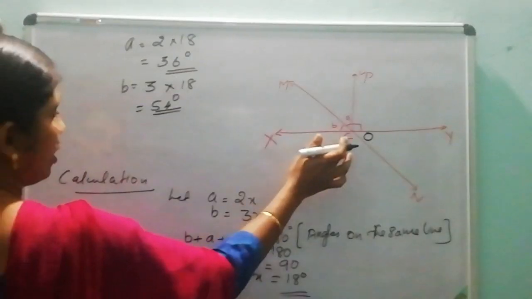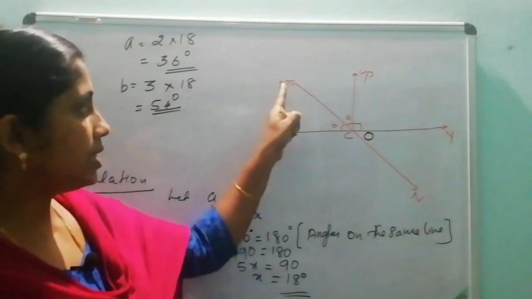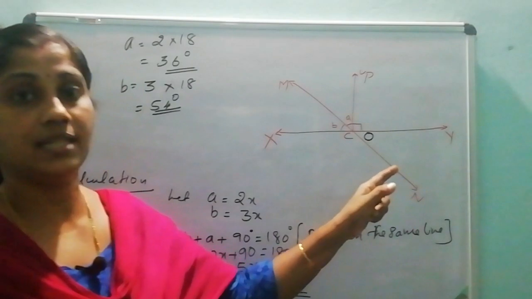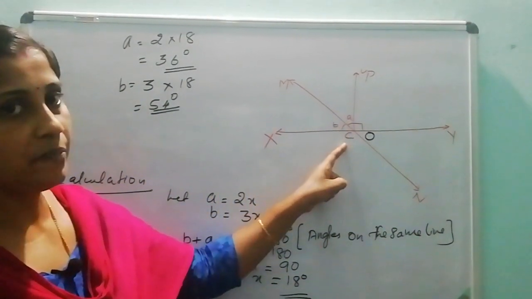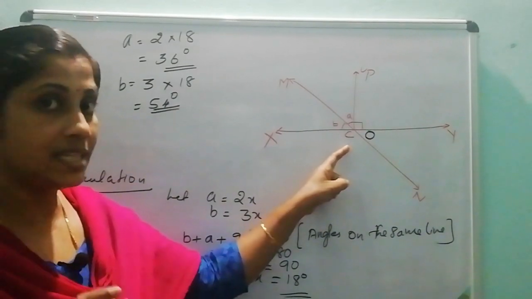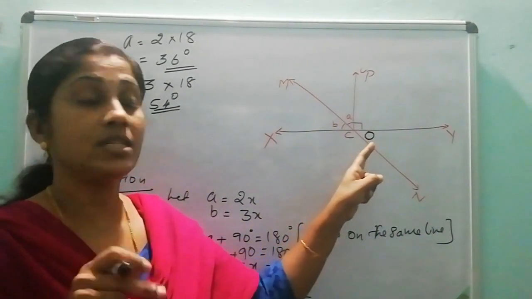Our question is to find angle C. Look here, where is angle C? Here is angle C. Then look at this line MON, that is a straight line there. So what will be angle B plus C? That is 180 degree. Reason: linear pair. These are angles on the same line there. So it is a linear pair.